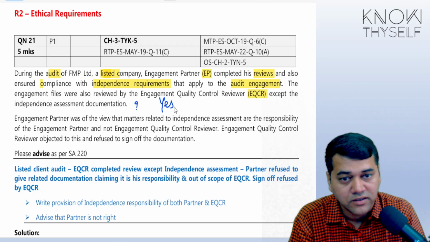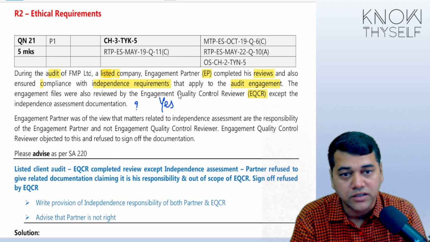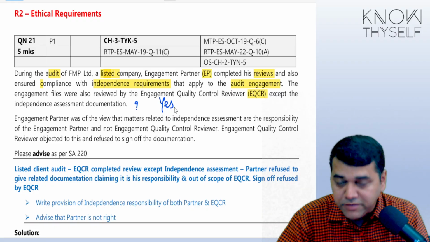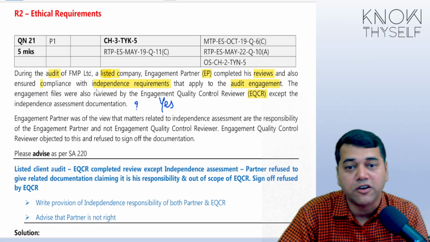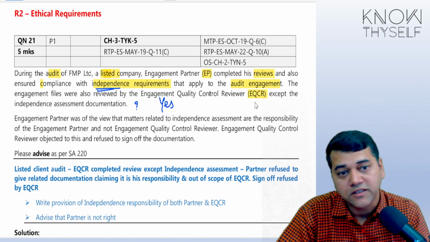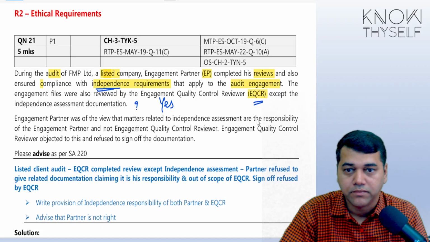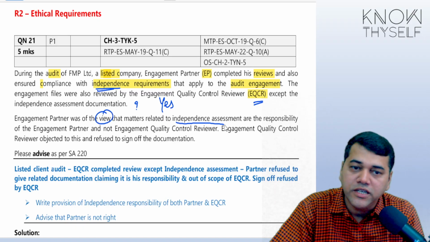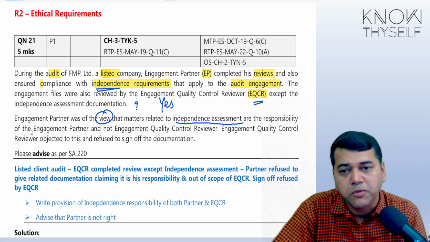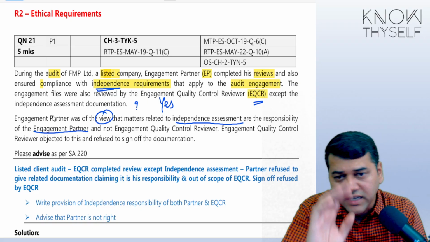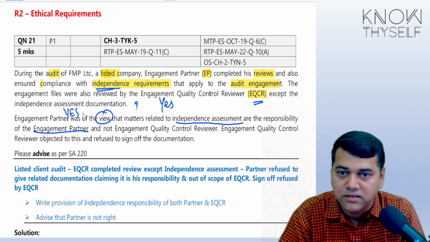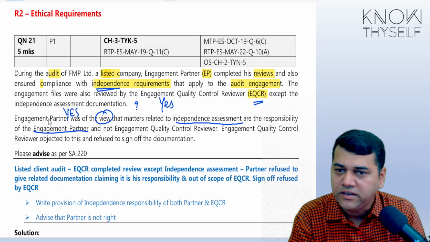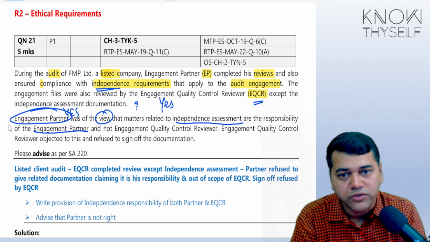The answer is yes. At the SQC level we have seen this, and going forward also we are going to see whether the engagement partner has done the independence assessment of SA 220. This the EQCR has to verify. Now, the engagement partner is of the view that matters related to the independence assessment are the responsibility of the engagement partner. Is he correct in his view? Absolutely yes. Whose responsibility is it to do the independence assessment? It is the engagement partner's responsibility, and he also knows it.